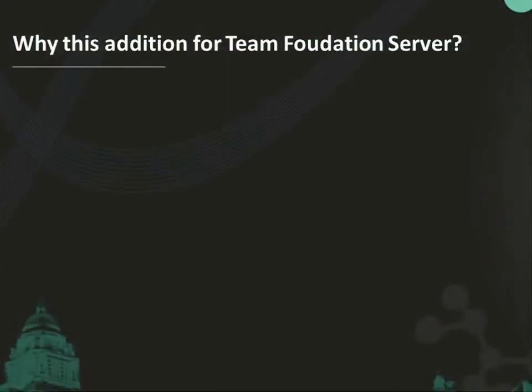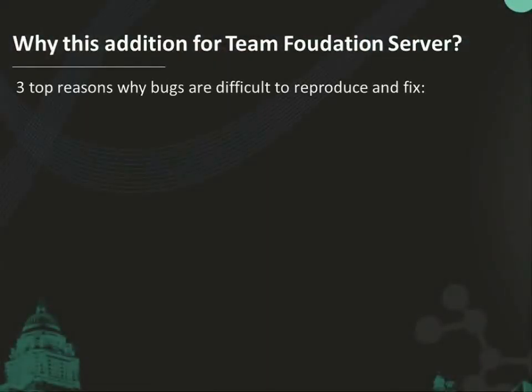So let's face it, applications nowadays are getting more and more complex, and it's quite difficult to reproduce bugs. The bug fix itself isn't most of the time that hard, only a few lines of code. But it's the effort and time it takes to reproduce a bug that can become very tedious. So, do you know the 3 top reasons why bugs are difficult to reproduce and fix?